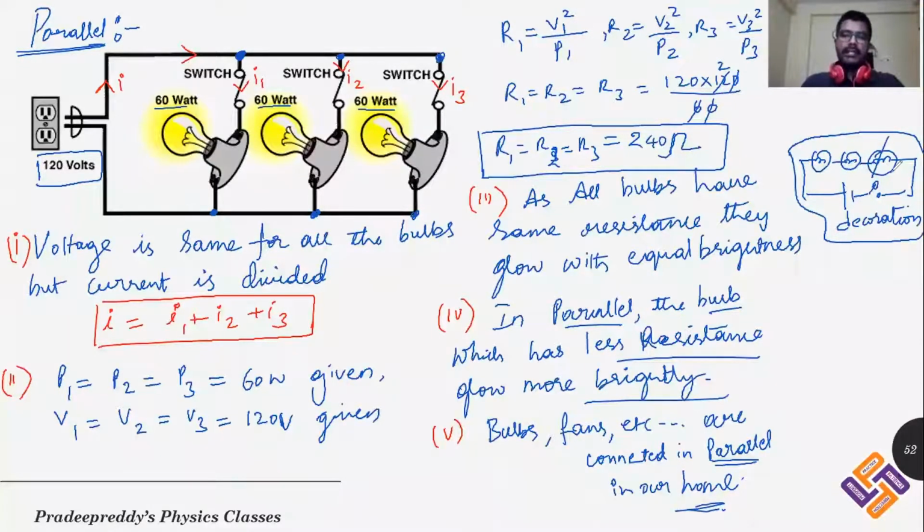In series combination, in case of decoration, all the bulbs will glow with the same brightness because their specifications are the same. In parallel combination, based on the wattage and the supplied voltage, you will have different brightness depending on the supplied voltage and its resistance. That's about parallel combination of the bulbs.